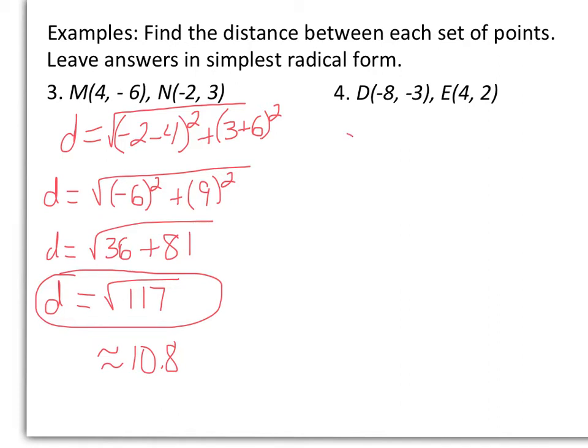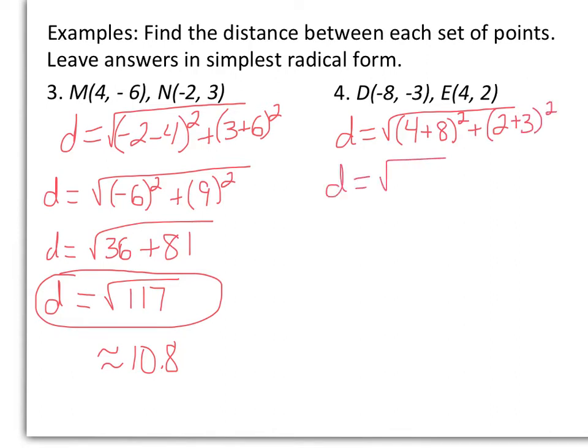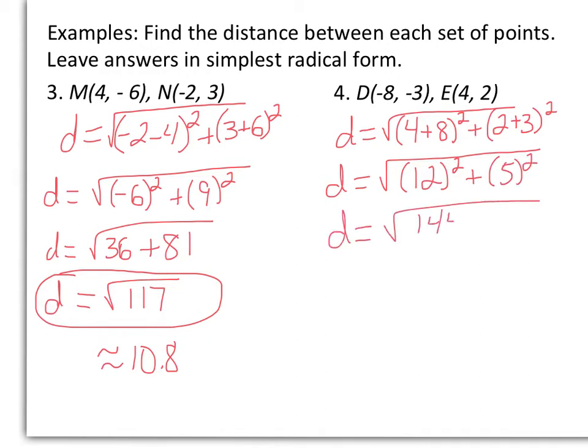Okay, number 4, finding the distance of line segment DE. So distance equals square root, 4 minus negative 8, so it becomes a plus 8 squared, plus 2 minus negative 3 becomes a plus 3 squared. And then simplifying. Let's see, 4 plus 8 is 12 squared. 2 plus 3 is 5 squared. Still simplifying. 12 squared is 144. 5 squared is 25. Then 144 plus 25 is 169. And that is the perfect square of 13.